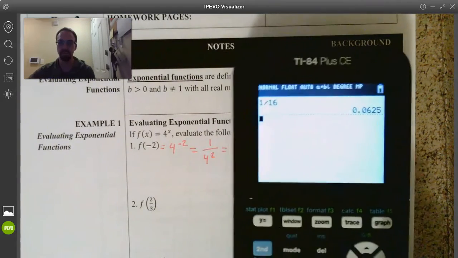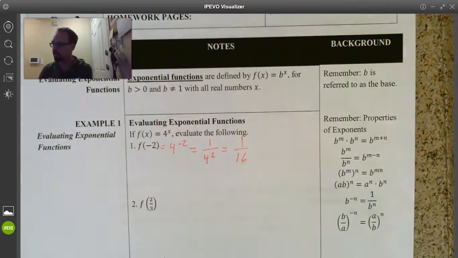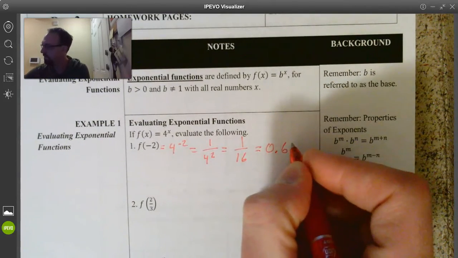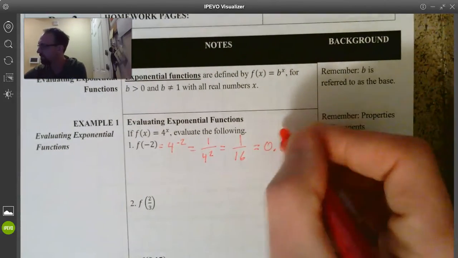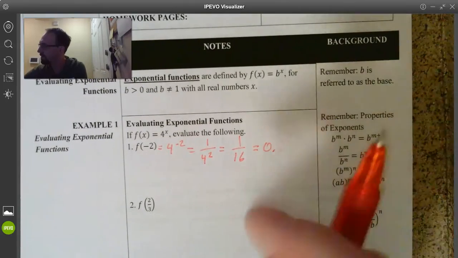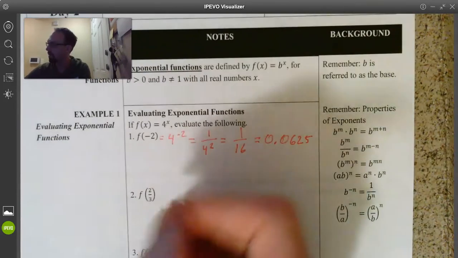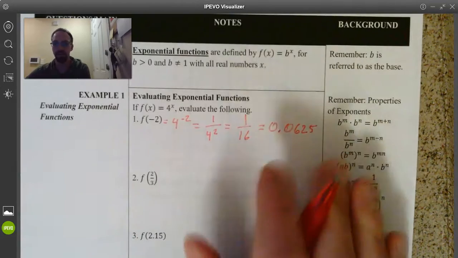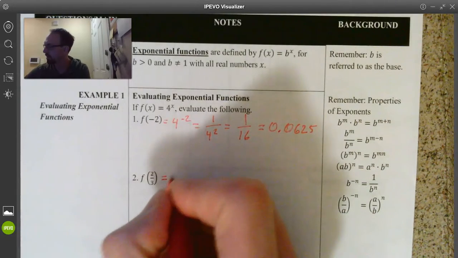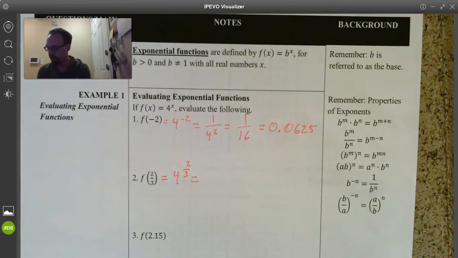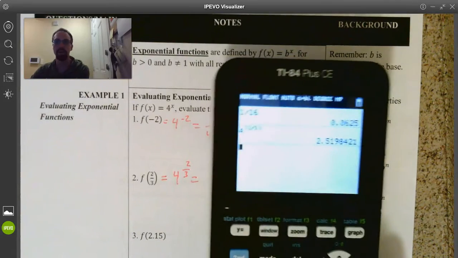And it is 0.0625. So 2/3, f of 2/3 is going to equal 4 to the 2/3 power. So 4 to the 2/3 power gives us this value when you plug it into your calculator.